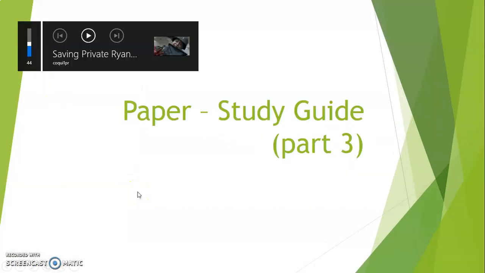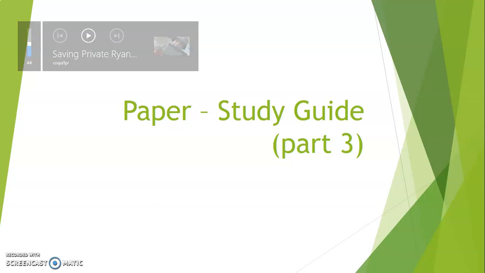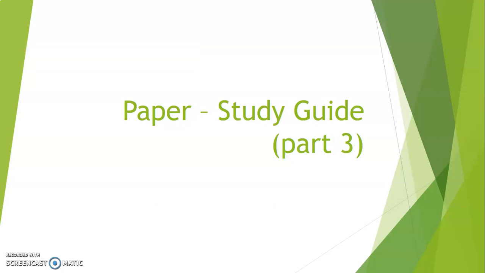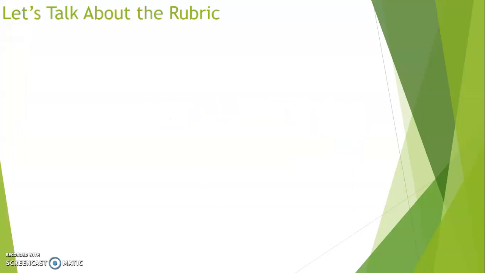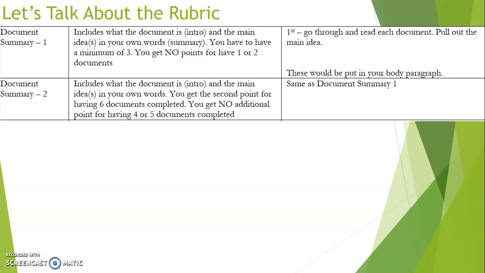All right, guys, so what I'm going to be doing is going through the third part of the study guide, which is focused exclusively on how to do this paper, what I'm looking for in this paper, how this paper should be written. We're going to do this by looking at the rubric and talking about the rubric, not in the order of how the paper is actually written, but the order in which you should start your brainstorming.